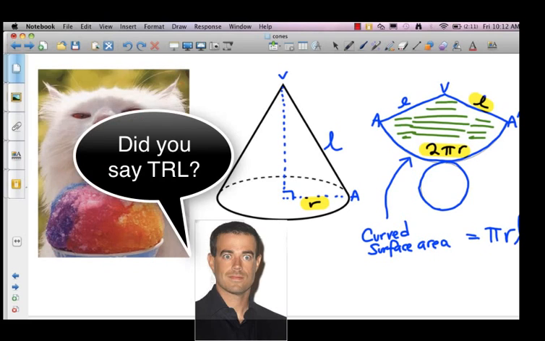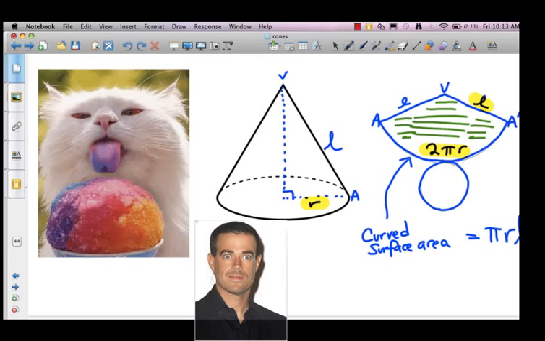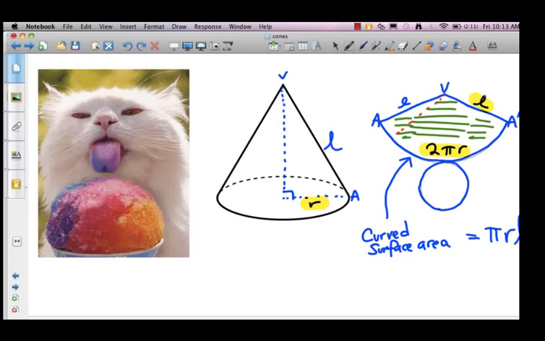But what we'll do in class is maybe take a look at how we can take a cone, cut it apart, and cut each of the little slivers of the cone into little pieces. And then we'll find that we can rearrange them in order to create a rectangle. So the curved surface area is pi r L.